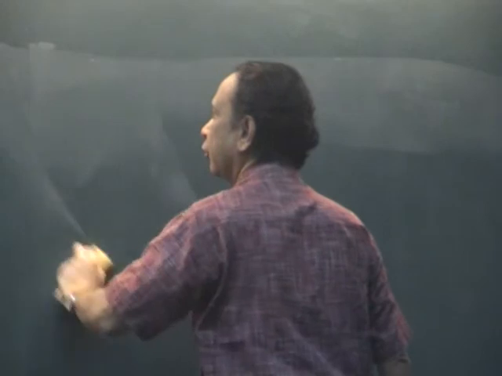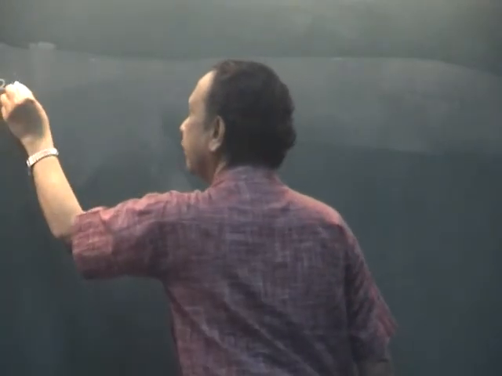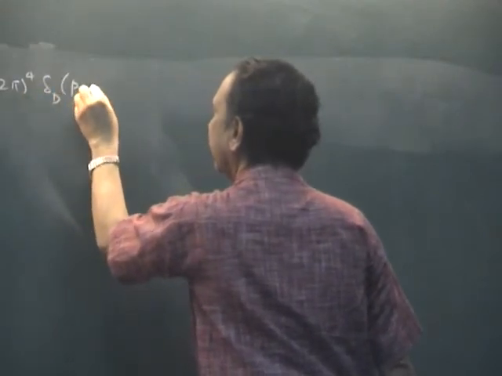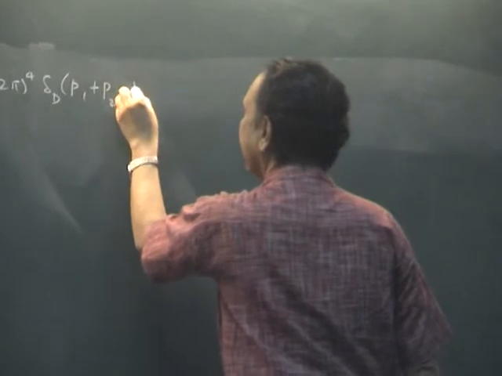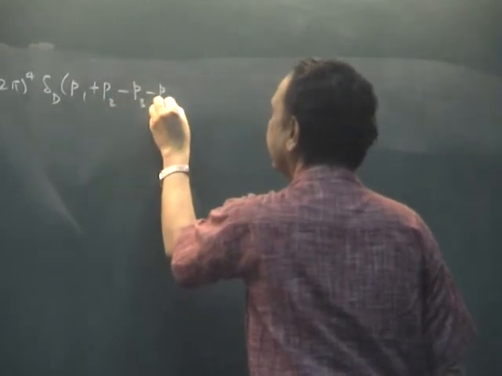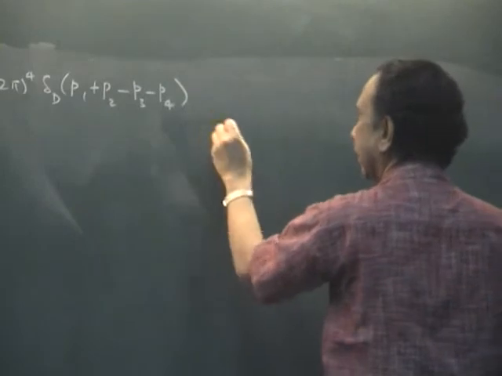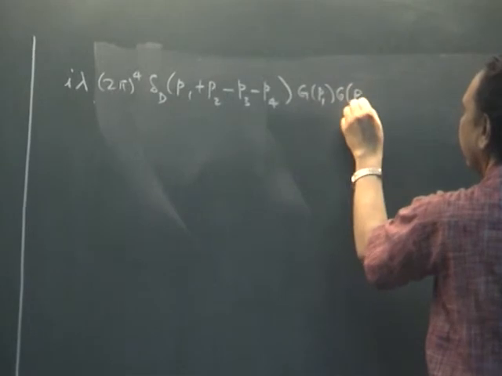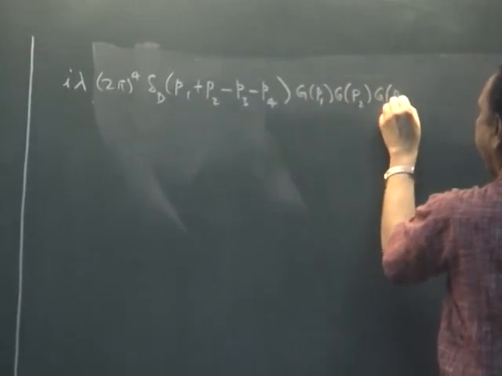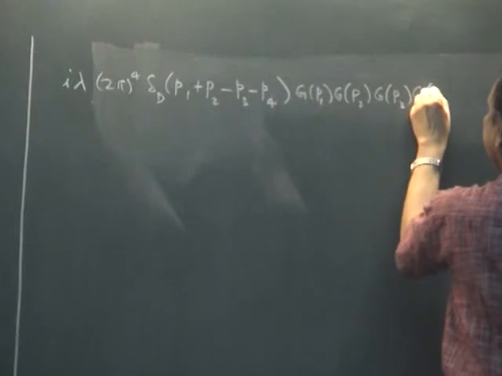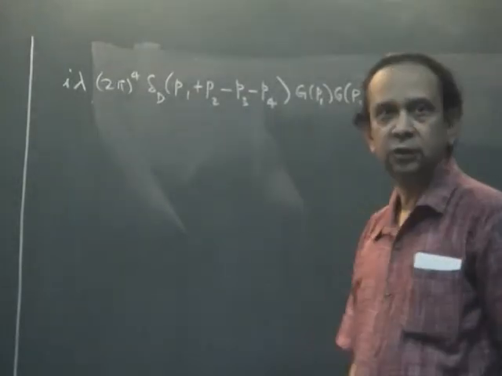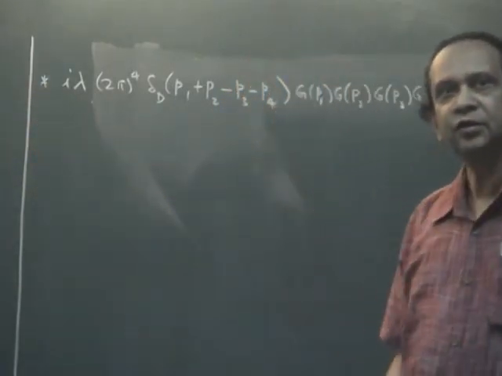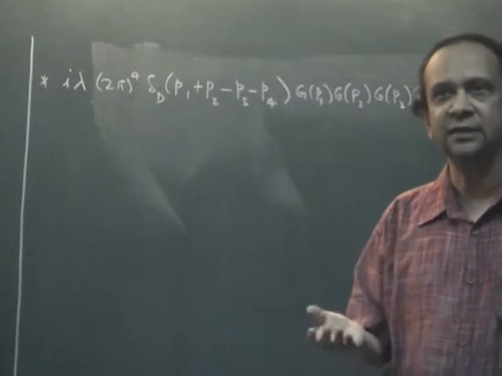So what I will have is 2 pi to the power 4 Dirac delta function P1 plus P2 minus P3 minus P4, times G of P1, that was what I called G1, G of P2, G of P3, G of P4. So this is very nice because this is what that amplitude is in the momentum space. And so that is why momentum space Feynman rules are very easy.